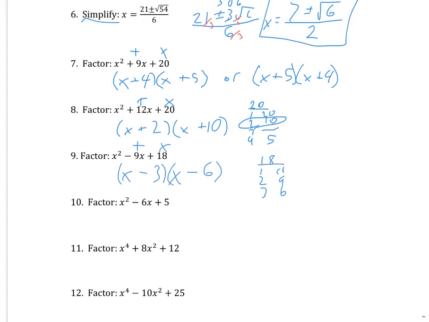Number 10, two numbers that multiply to make positive 5 that add to be negative 6. Same situation as question 9. They're going to both need to be negatives for that to work out. The number 5 is not a very interesting number. It's only 1 times 5, and so that's got to be our choices here, but we do need to check and make sure that makes sense. Sure enough, negative 1 times negative 5 multiplies to be positive 5, but adds to be negative 6, so we're done there.